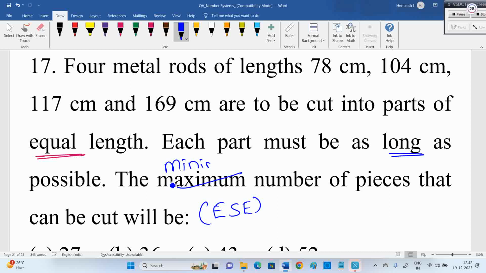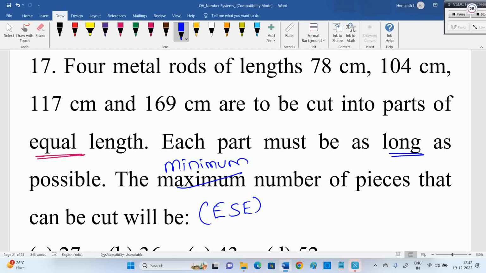Why minimum? When each length is large, you will get the minimum number of pieces. This question is as it is given in ESC, you can check it out, but there is a problem. That sentence should be minimum. Why, sir? Suppose in each row of the class, if I accommodate more people, I'll get fewer rows. Each row with one person means more rows will come. Simple, right? But they said each piece should be as long as possible. When each one is bigger, I'll get fewer pieces.